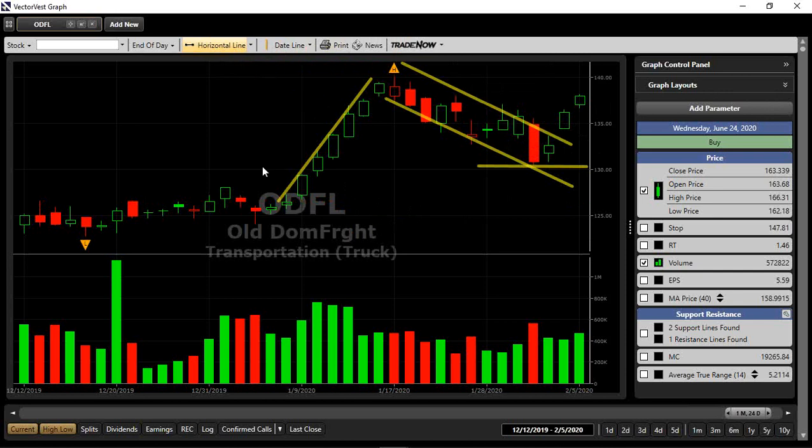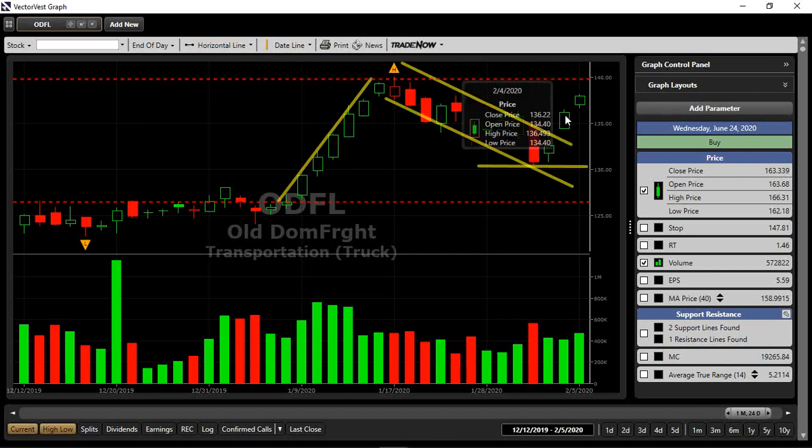I'm going to go through that again. The length of the flagpole is your measured move. The price distance from the bottom of the flagpole to the top of the flagpole is how far you should expect price to move. So we're looking at 126 to 139. That's a 13-point move. 13 points, or $13, from the closing breakout of 136 is 149.